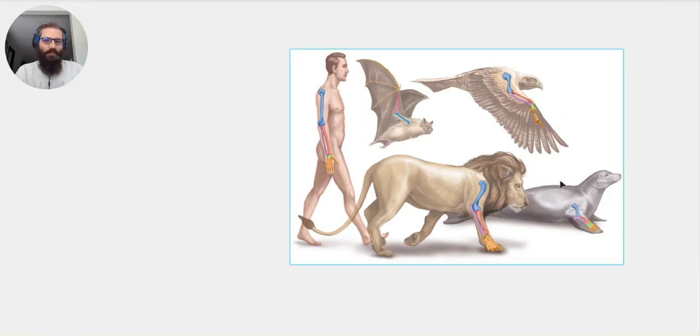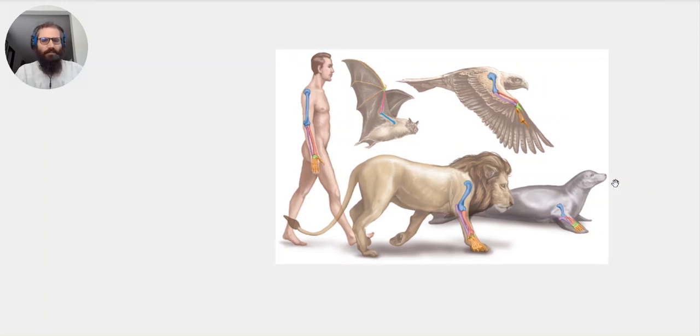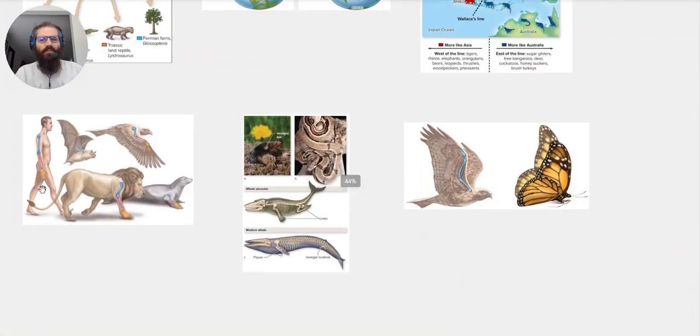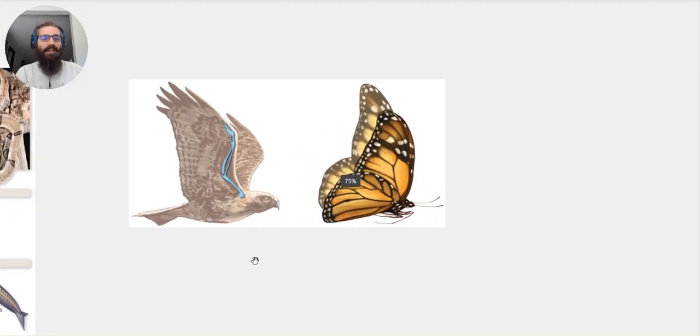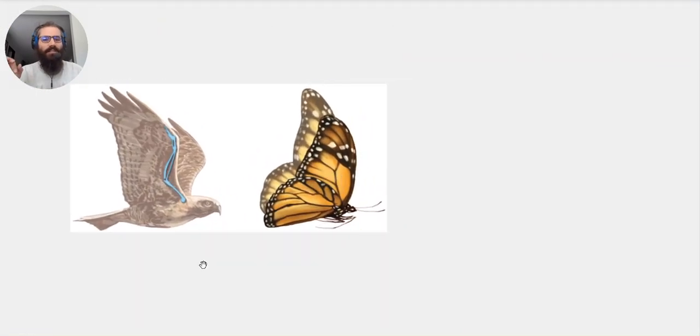Now, if we do the flip side of this, we can find analogies, which are structures that are similar but not due to common descent. You see a bird has wings, a butterfly has wings. It's not because wings was an ancestral trait, it's because they both evolved. Populations of hawks and moths and butterflies have evolved similar adaptations, flying, independently.